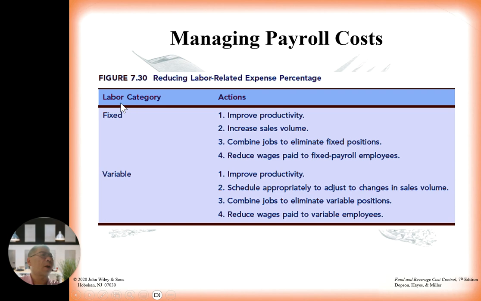In terms of reducing fixed costs, in the fixed category: improve productivity, increase sales volume, combine jobs to eliminate fixed positions, and reduce wages paid to fixed payroll employees. In terms of variable, you need to improve your productivity, schedule appropriately to adjust to changes in sales volume, and combine jobs to eliminate variable positions, and therefore reduce wages paid to variable employees.